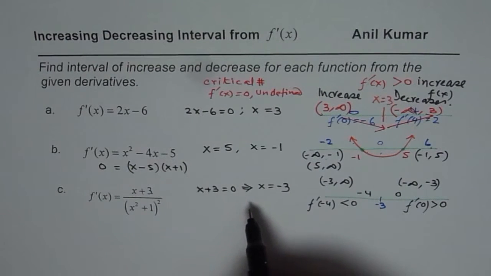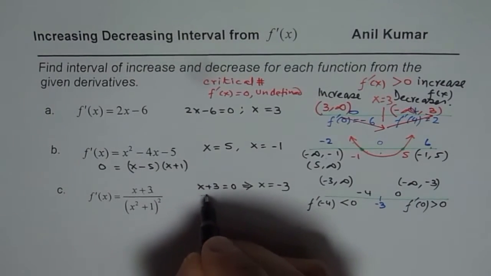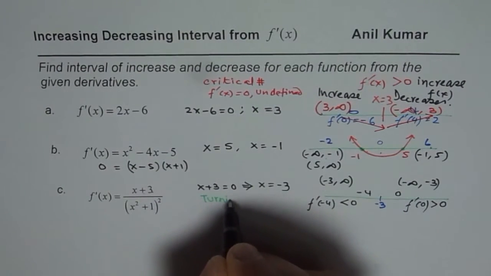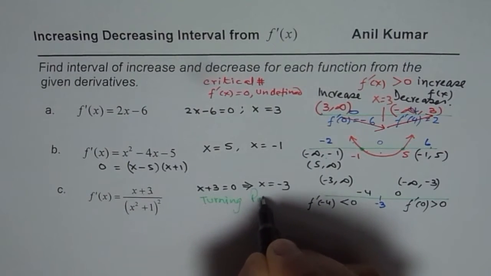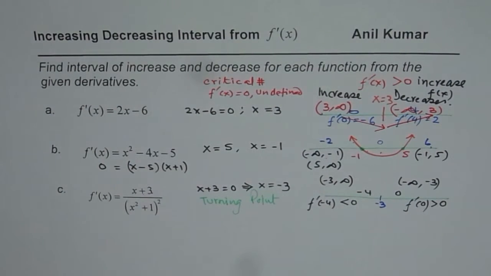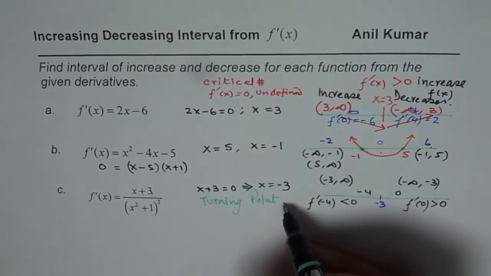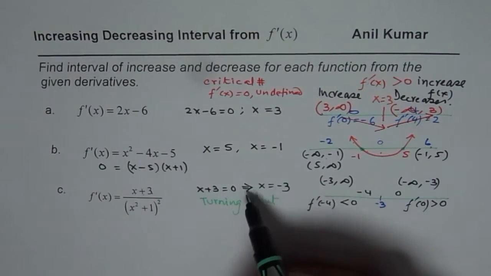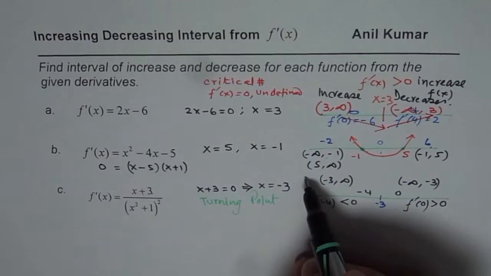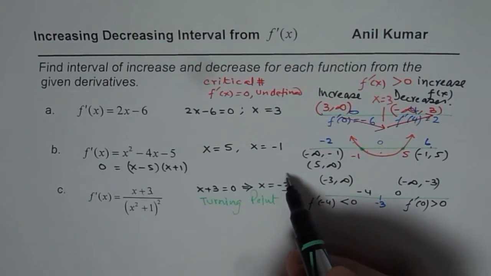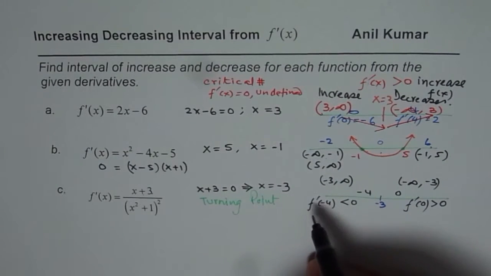These zeros are basically turning points on the function. So these zeros give you turning points, right? At a turning point, the slope will be 0. So that's the whole idea. So the turning points are at these given points. Now we have to check around the turning point whether the function is increasing or decreasing, right? So that is what we need to check.